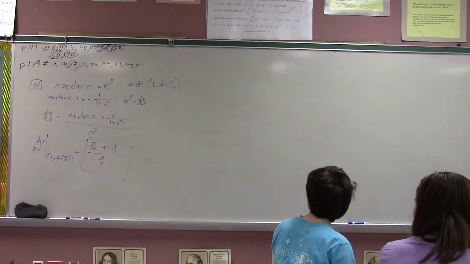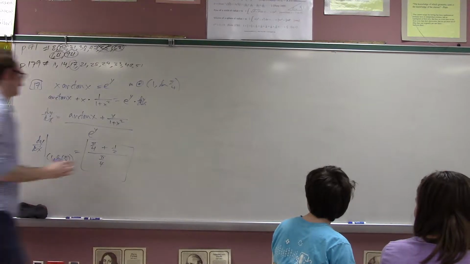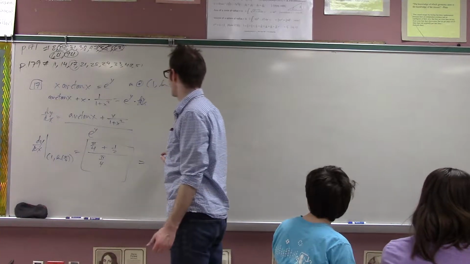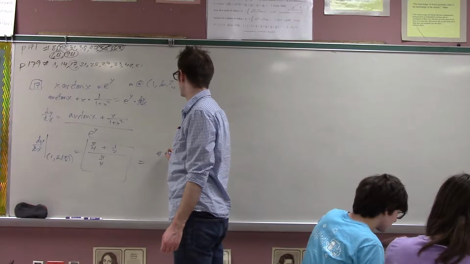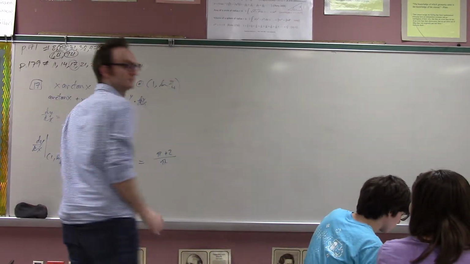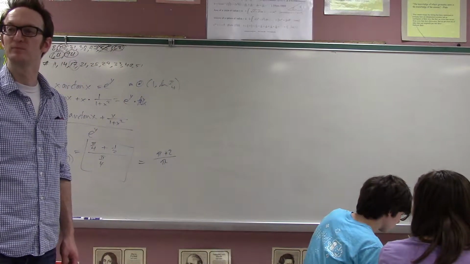Ta-da! Oh, you just, okay. You simplified. You can make it prettier. If you multiply by 4/4, then it's pi plus 2 over pi, or 1 plus 2 over pi. That's what I said.